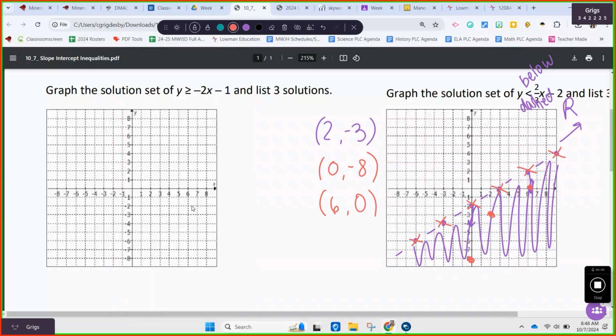We do Y versus 0. You're not solving for anything, you're just solving to see if it's true or false. Do 0 is less than 2/3 parentheses 6.